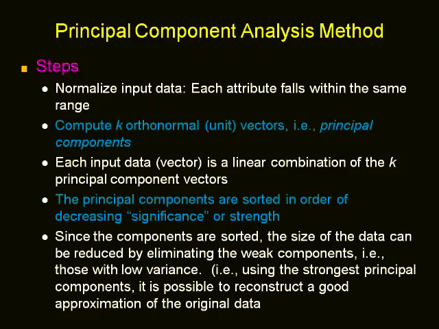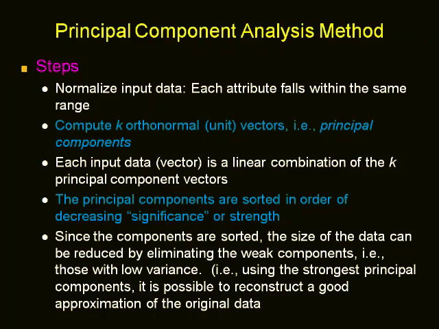First we normalize the input data. Each attribute must fall within the same range, which must be ensured here by using the normalization process. Then we compute k orthonormal vectors. These orthonormal vectors are called principal components. Each input data is a linear combination of the k principal component vectors. That means we express each data element as a linear combination of these k principal component vectors.